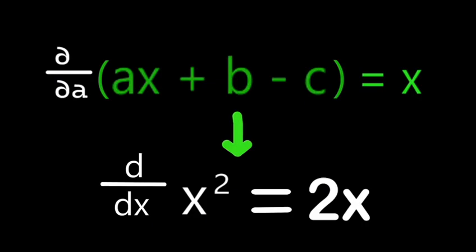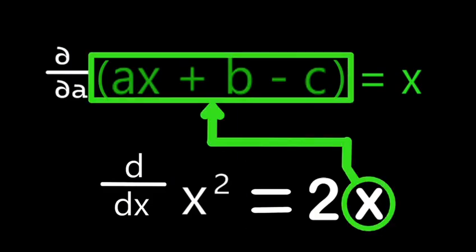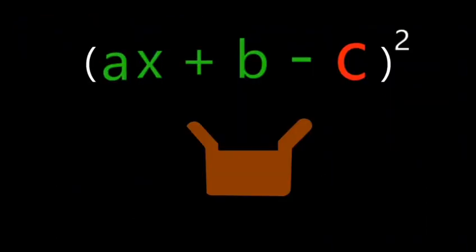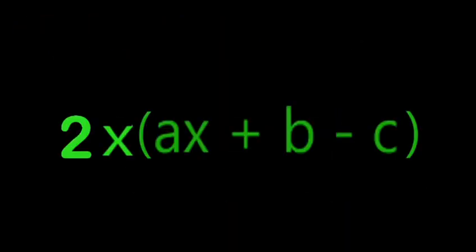So using the rule we discussed earlier, the output of the first function, ax plus b minus c, is passed into the second function, x squared. Now we take the derivative of the second function and replace x with the first function. Then we multiply the derivative of the first function, x. So in the full form, the derivative of the linear squared error function is 2x times (ax plus b minus c). Okay, back to the loss function.